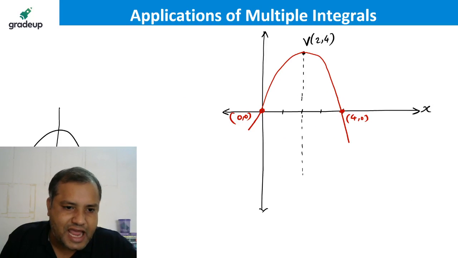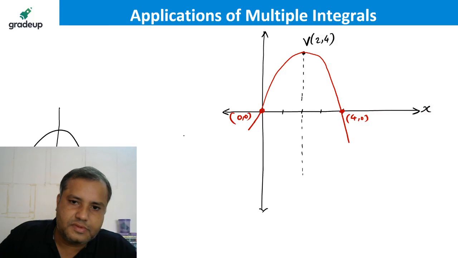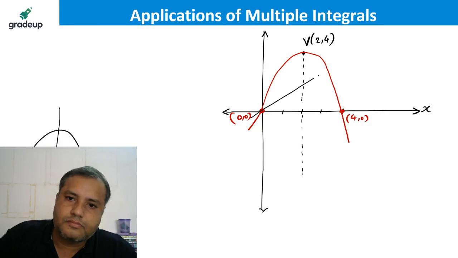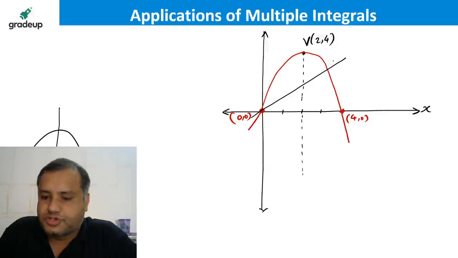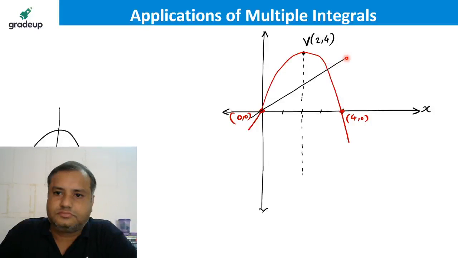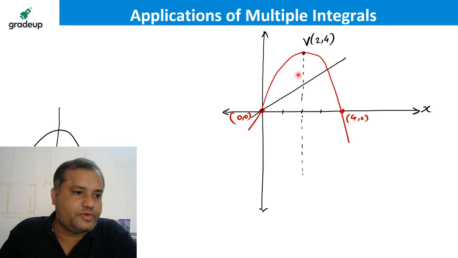So I will be considering a line. Hafiz bhai, draw a line, not hit a line, draw a line. So this is the line. So this line is y equal to x.